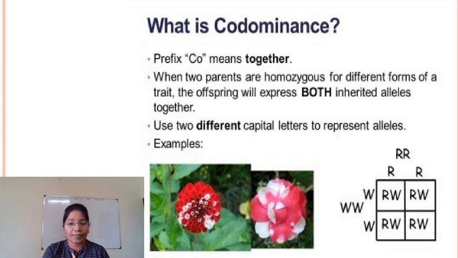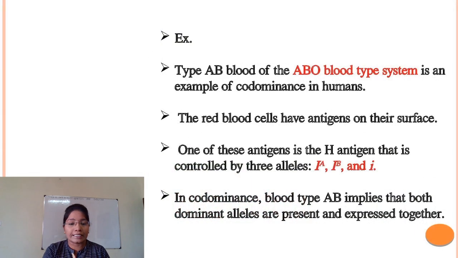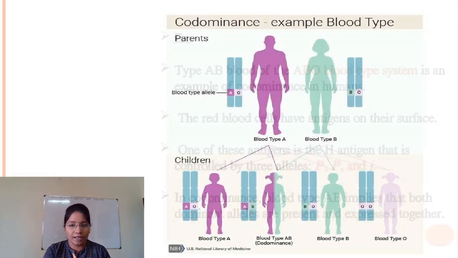This codominance is also present in human beings, for example the ABO blood group system. As we all know, in human beings there are blood groups such as A, B, O, etc.